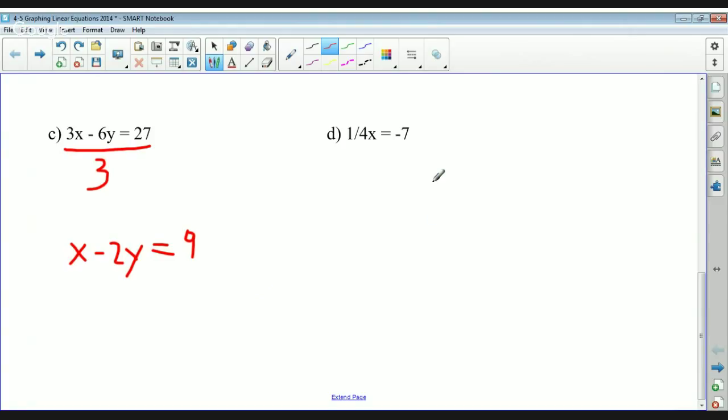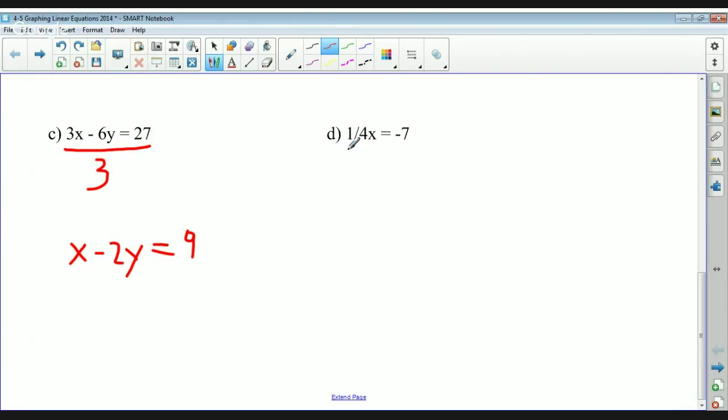So if we jump over to example D, we have 1/4 x equals negative 7. This too is linear because we have the variables. Remember we said before that as long as only x or y was equal to 0, it was good to go. So we have a value with x, so that leaves us with only one variable that is equal to 0, and that is the y.